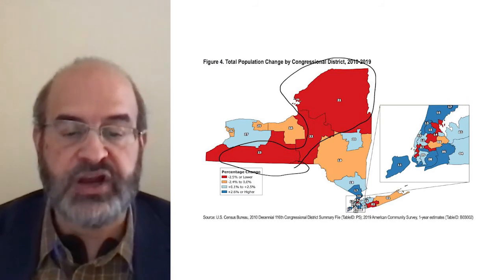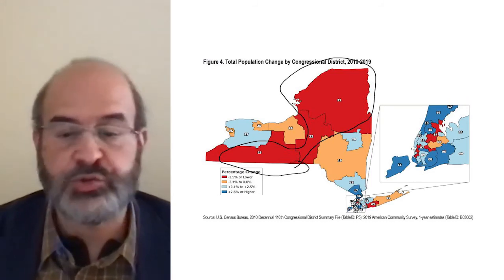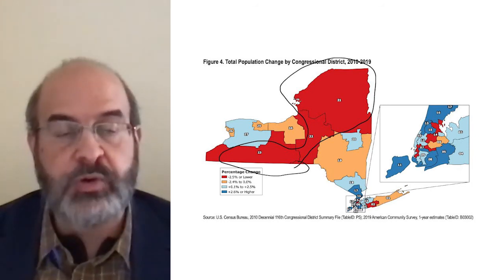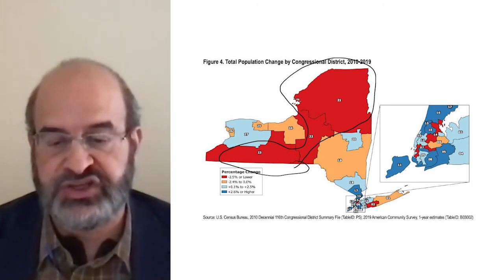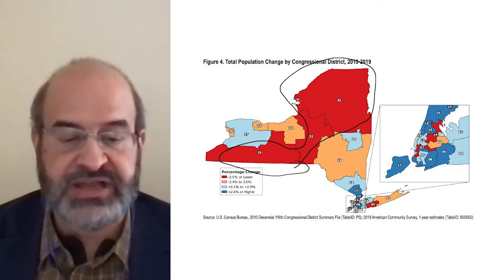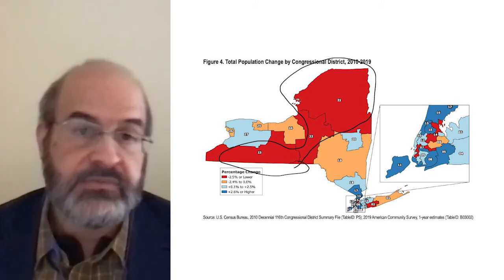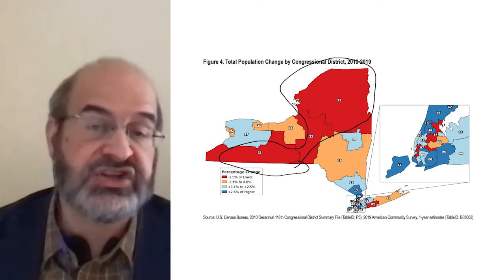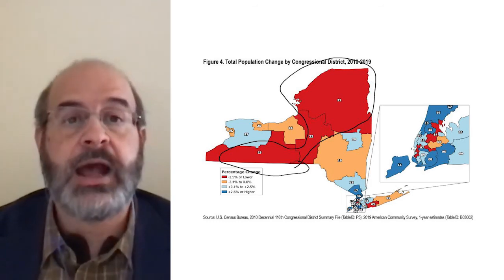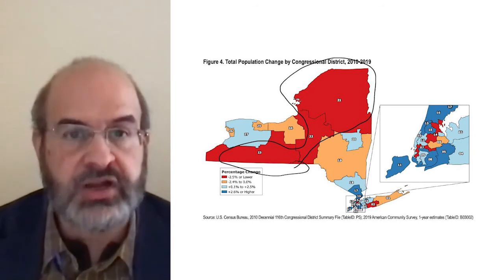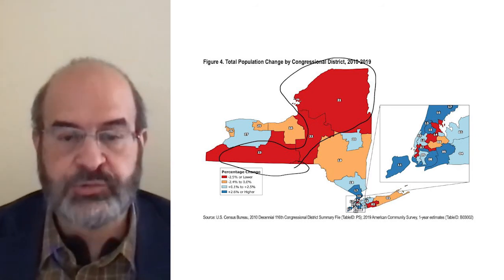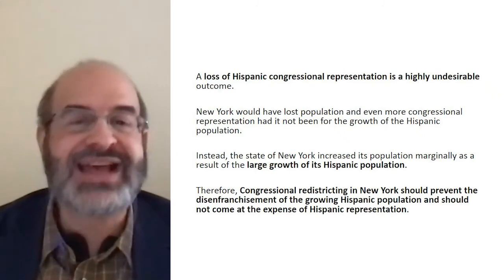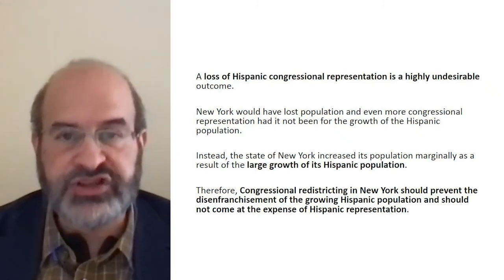Districts with the most population loss, the 23rd, the 22nd, the 21st, represented by non-Hispanic white representatives, are adjacent to each other and to other districts that lost population as well. So we may want to look at these districts as potentially engaged in this consolidation of districts as a result of population loss. A loss of Hispanic congressional representation is highly undesirable.